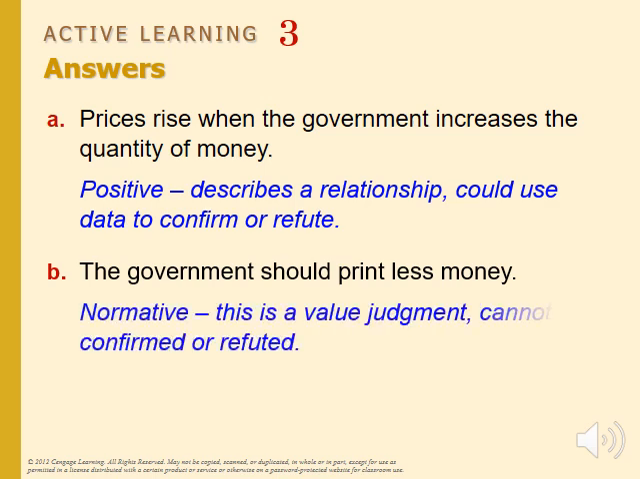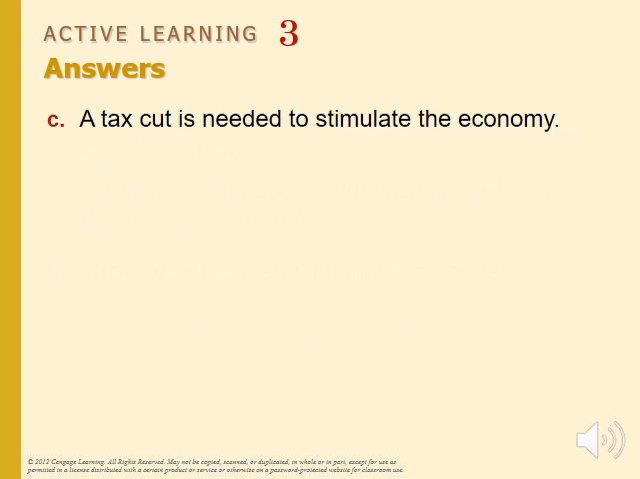B. The government should print less money. This was a normative statement. This is a value judgment. It can't be confirmed or refuted. C. A tax cut is needed to stimulate the economy. This is a normative statement. It's another value judgment.